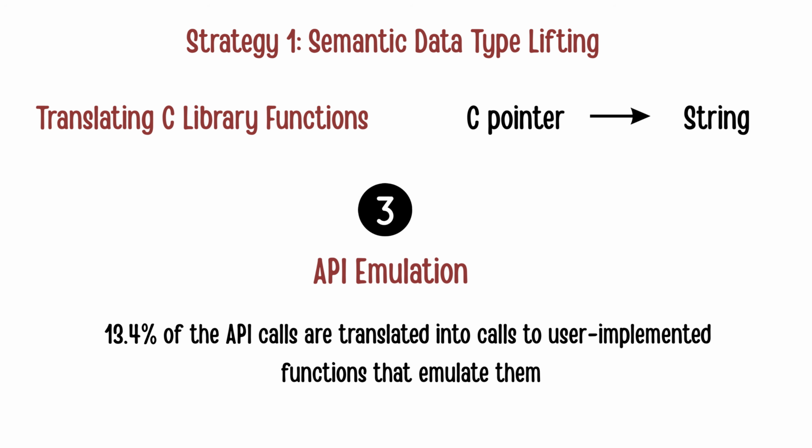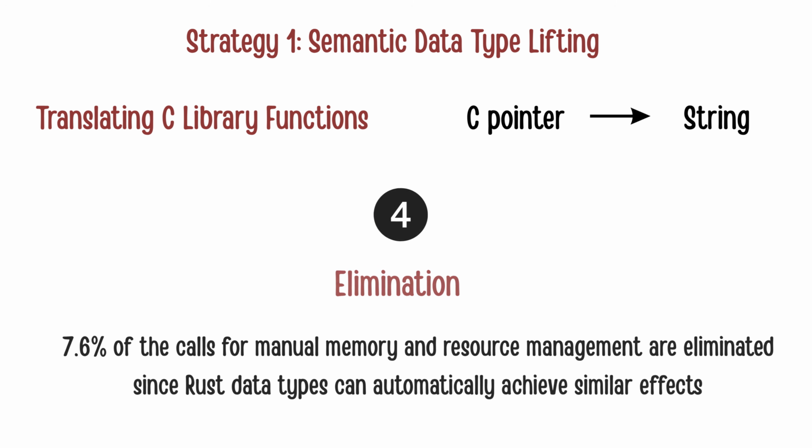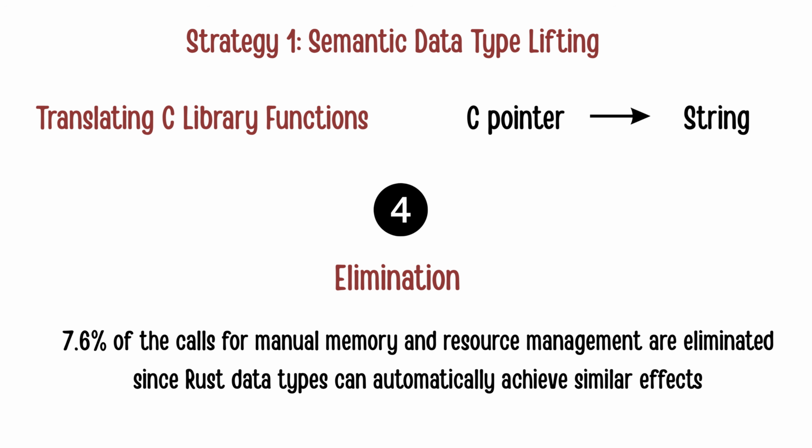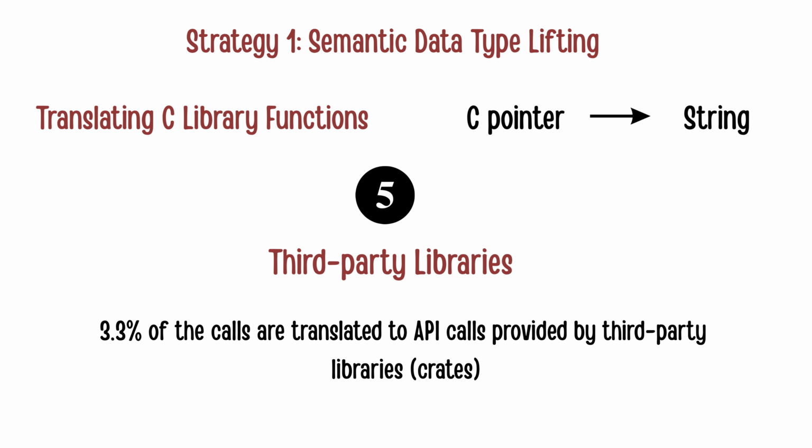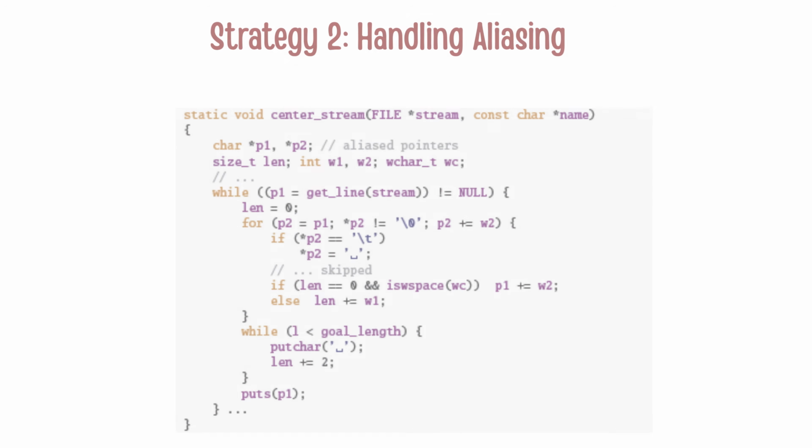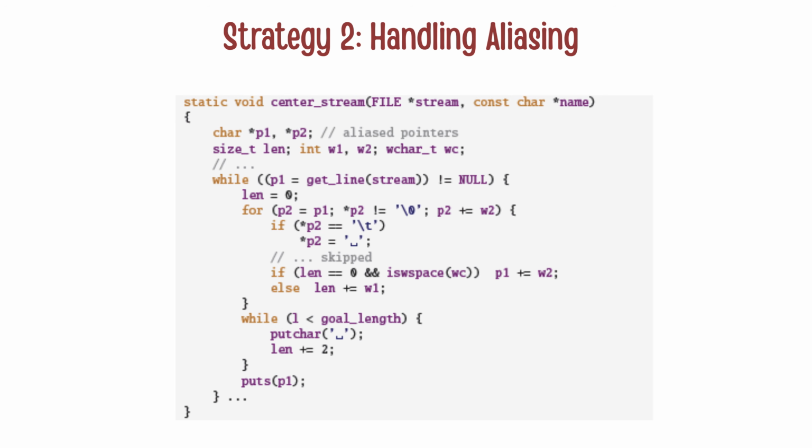Another 13% were handled by writing small helper functions that emulated the original C APIs. About 8% of the API calls disappeared entirely. And finally, only about 3% relied on third-party Rust libraries. The second major challenge comes from aliasing. In C, it's common to have several pointers referring to the same object. Rust, however, has much stricter borrowing rules.